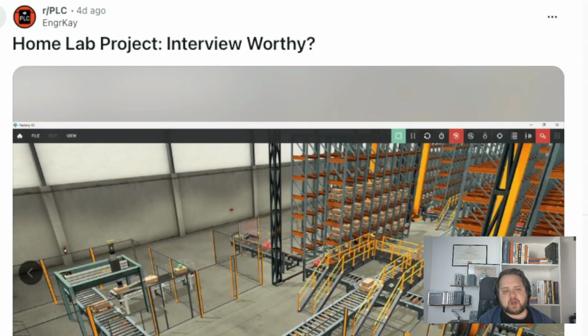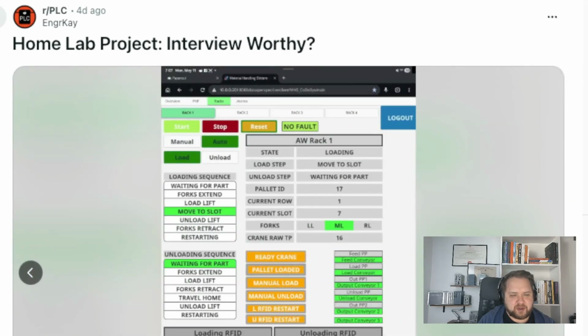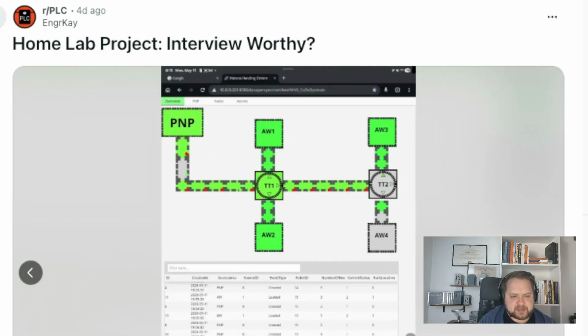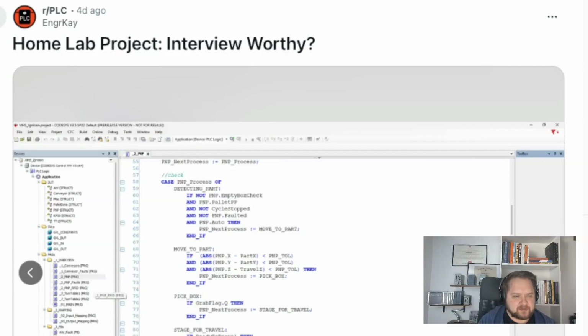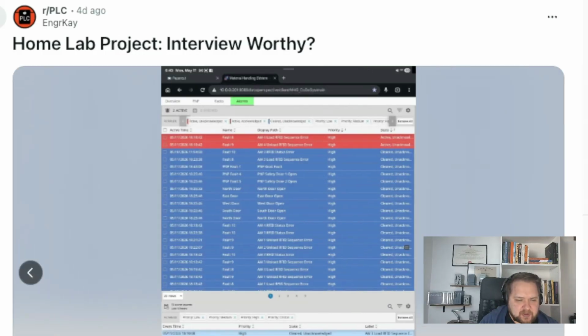So, the most popular post this week was made by Engineer K, and he says Home Lab project interview worthy. And he uploaded a couple of images. So, we have a Factory IO image, we have some kind of a layout designed in a SCADA/HMI screen, we have a couple of different screens, we have logic which is written in CODESYS. We have a lot of different alarms.